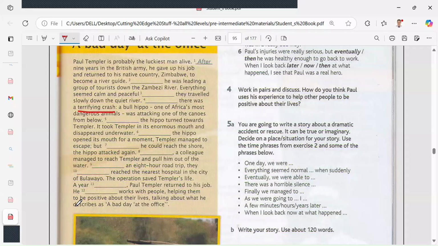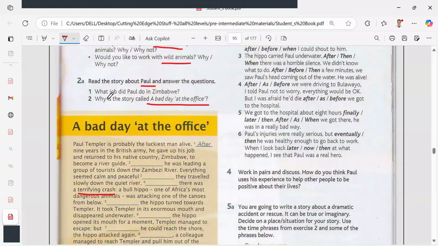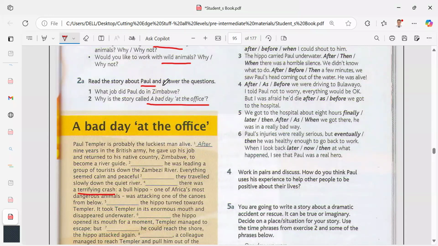Okay, finished? Right. So, question one. What job did Paul do in Zimbabwe? He became a river guide. Yes, he was a guide, right? And before that, he was in the British Army for 9 years, right? A river guide.